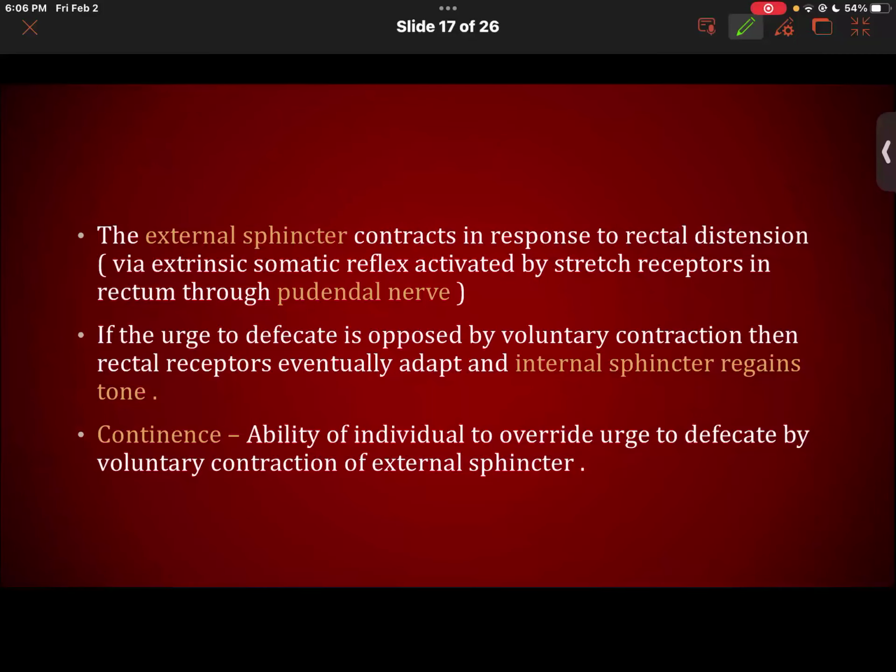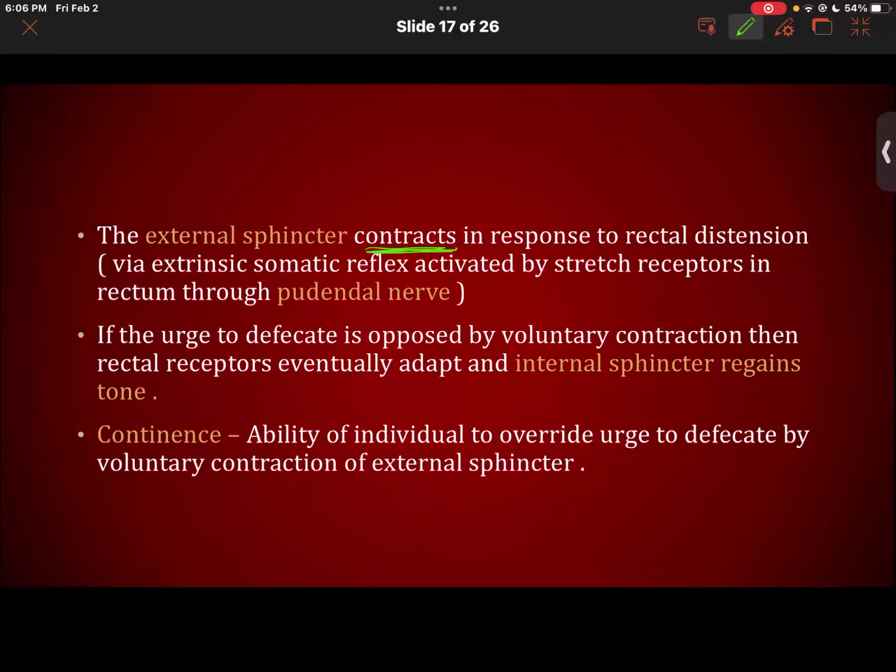The external sphincter contracts in response to rectal distension. As I said earlier, the internal sphincter is going to relax when you have distension of the rectum, because of the VIP and the NO and the PNS and the ENS, all of those together. But the external sphincter is going to do the opposite. It's going to contract.